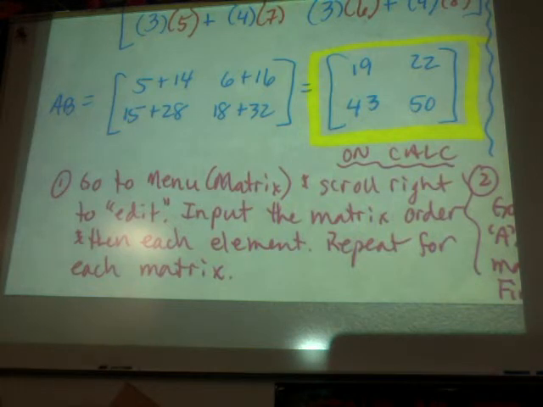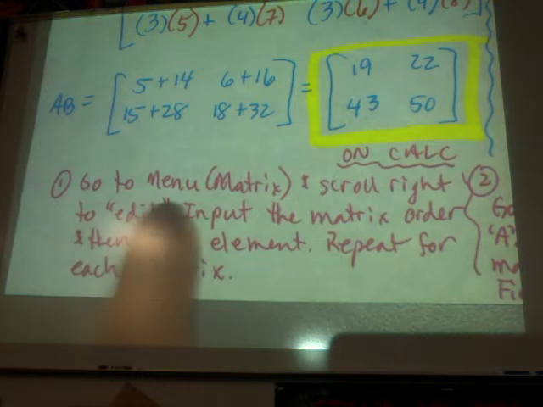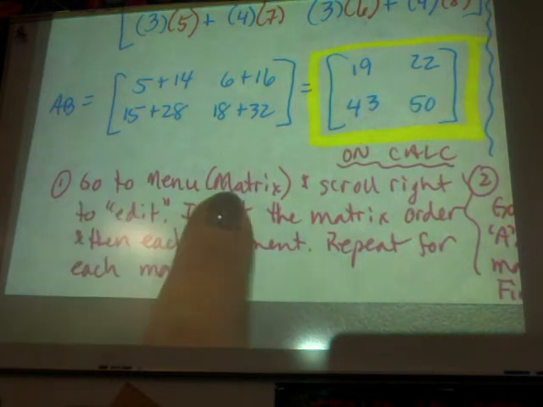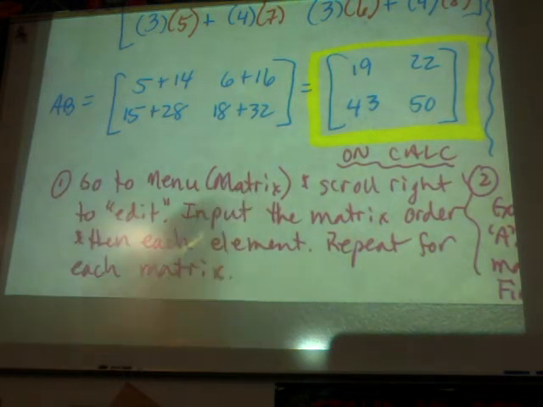And then you'll scroll right to edit, and you'll input the matrix order. Because we're going to put in a 2 by 2. Some of you have an actual button that says matrix. So depending upon which TI you have, depends upon what you're going to do here. You have to find your matrix button. Either look at your second function above the x to the negative 1 key, or you actually have a key that says matrix.